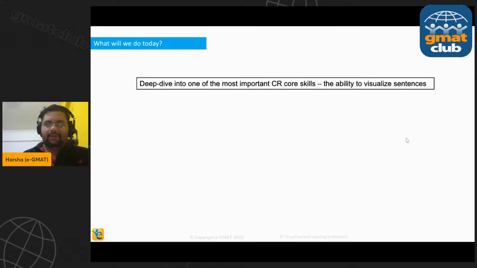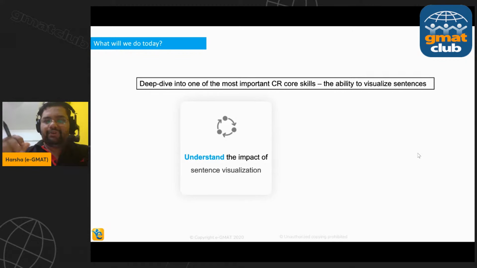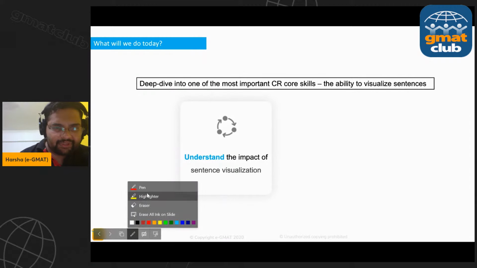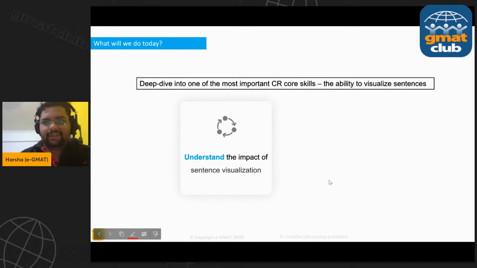So, first things first, what is it that we are here to do today? Today, I want to do a deep dive with you into what is arguably one of the most important core skills as far as critical reasoning is concerned. This is a core skill that we like to call the ability to visualize sentences. I want to demonstrate to you through this session the impact that this one skill has on the way you solve your CR question.